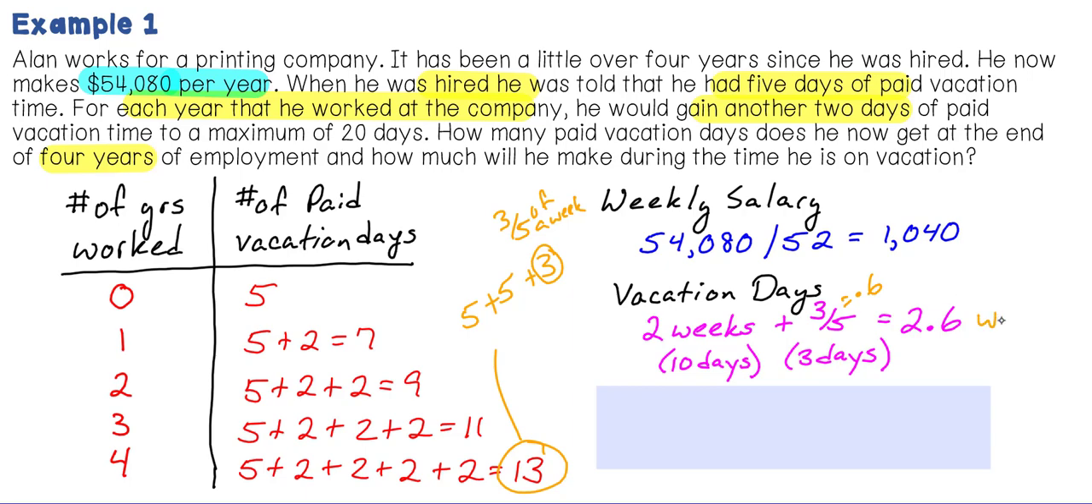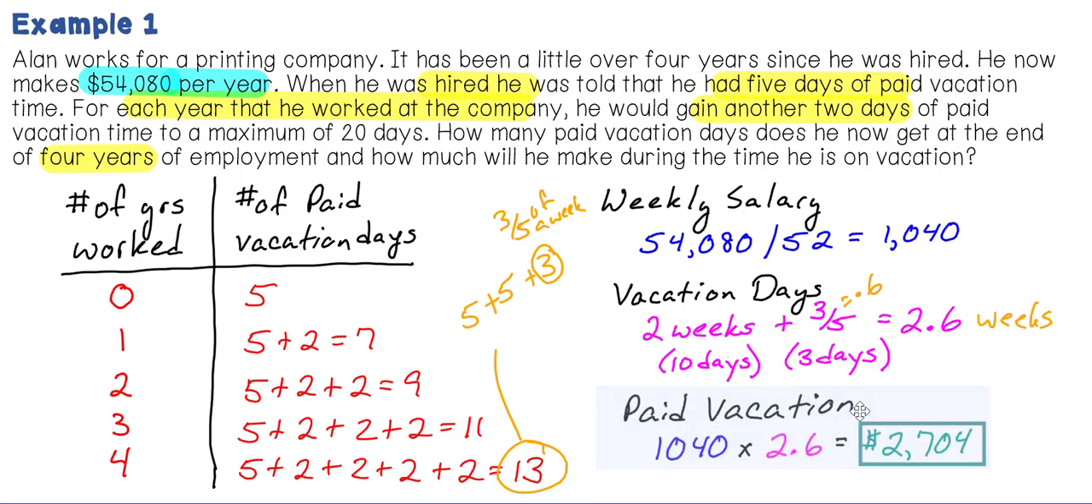2.6 weeks of vacation. So to figure out how much he's paid, we take his weekly salary of $1,040, multiply it by 2.6, and he ends up paid $2,704 on his vacation.